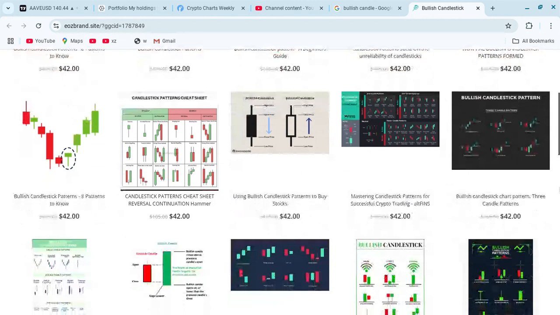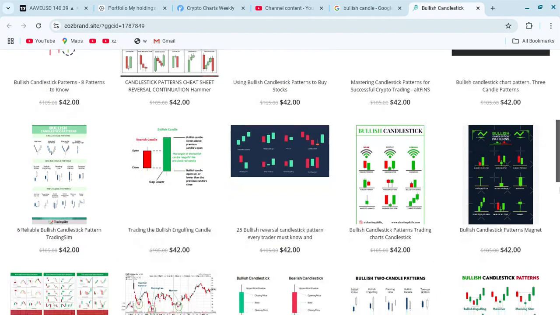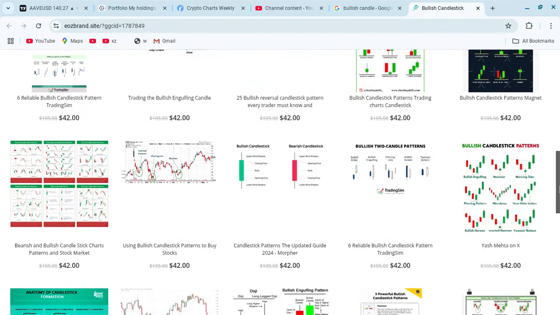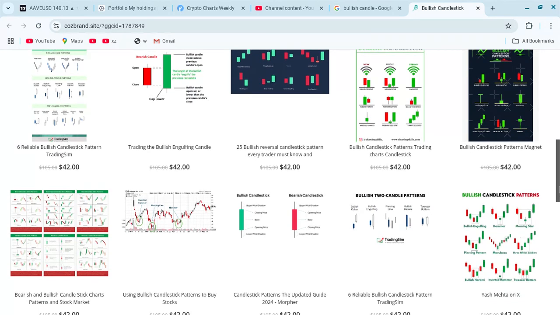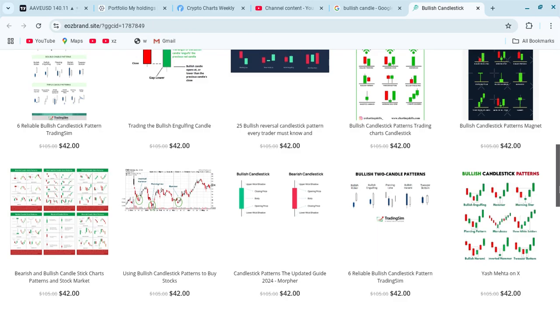So we are going straight away to watch this candle, which is very bullish. I think we have the common bullish candle over here. Let me see if I can find it, guys. Take your time. I want to find you something which is correct.